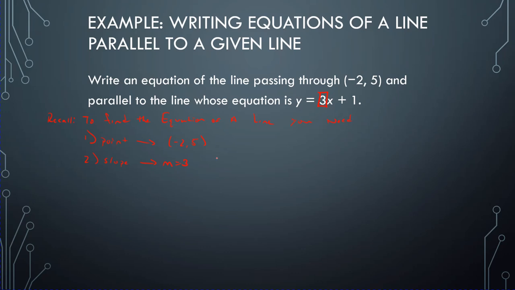Now I can just use the point-slope formula: y minus y1 is equal to m times x minus x1. Here (-2, 5) is my (x1, y1). So y minus 5 is equal to 3 times x minus negative 2, which is x plus 2. Distribute the 3: the negative becomes a positive, so 3 times 2 gives me plus 6. Then I'm going to add 5 to each side, so you get y equals 3x plus 11.